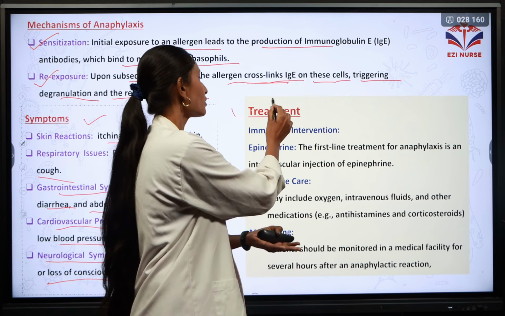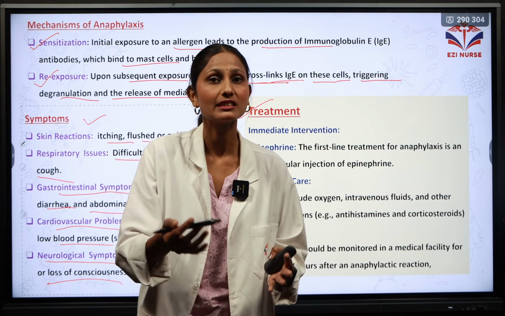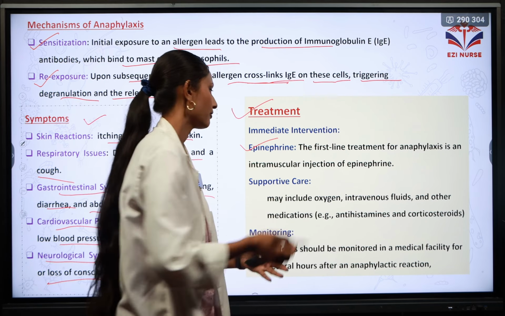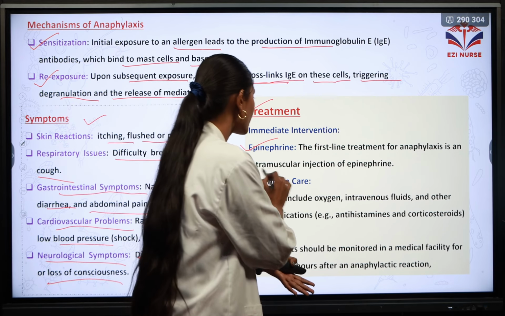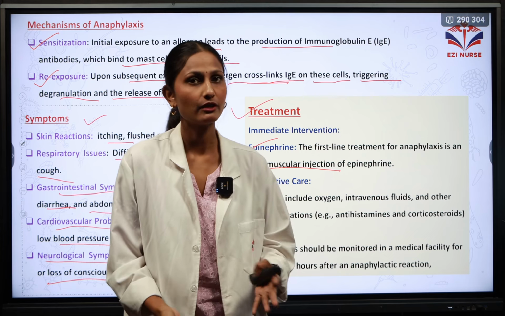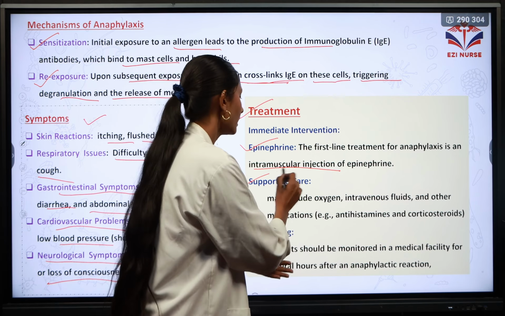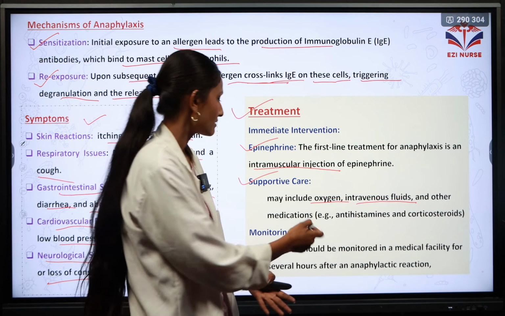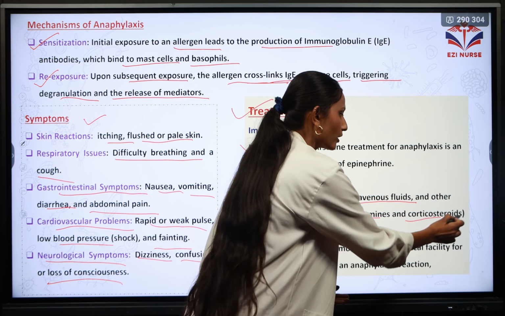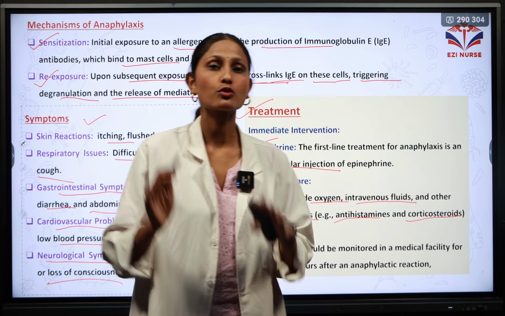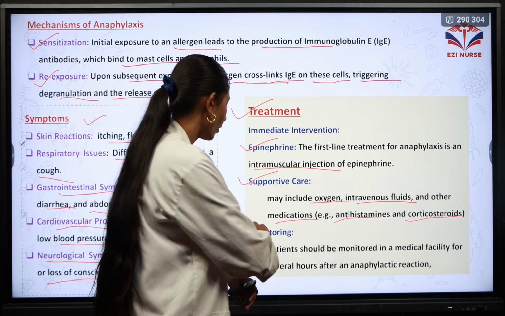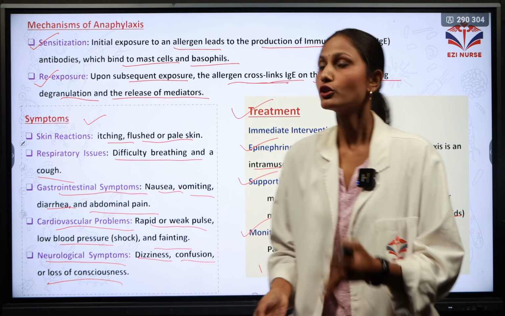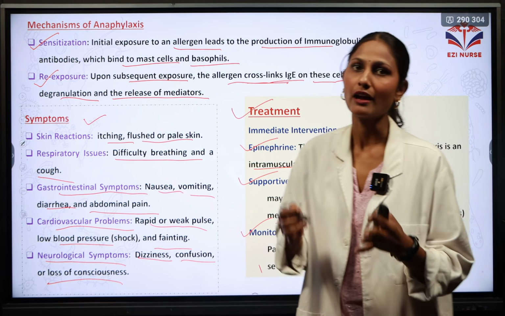Next one is treatment. For that person, we need to give immediate treatment once the person gets the allergic reaction. First we administer epinephrine by the intramuscular route. Intramuscular injection must be given to the person. Next is supportive care: oxygen therapy, intravenous fluid must be started, as well as medications such as antihistamine and corticosteroid to reduce inflammation and stop the allergic condition. Next is monitoring. In the medical facility, monitoring must be done by the healthcare professional. So this is the management, the treatment of anaphylaxis.